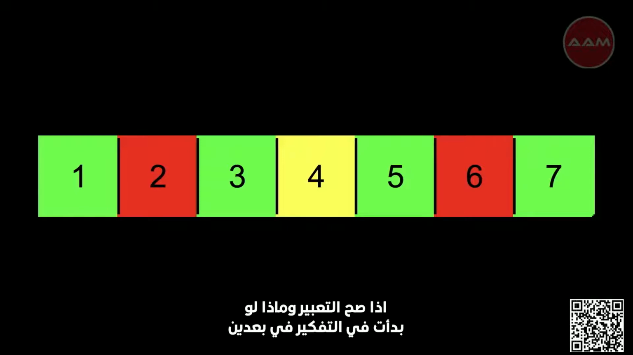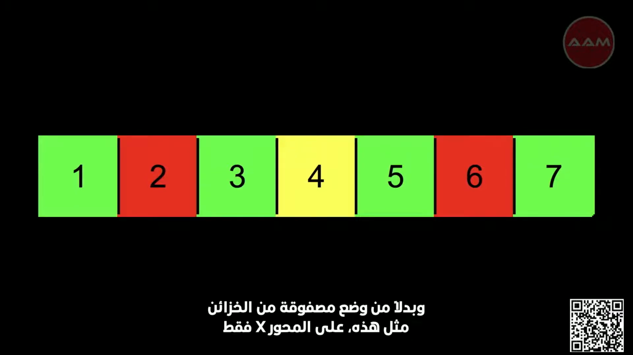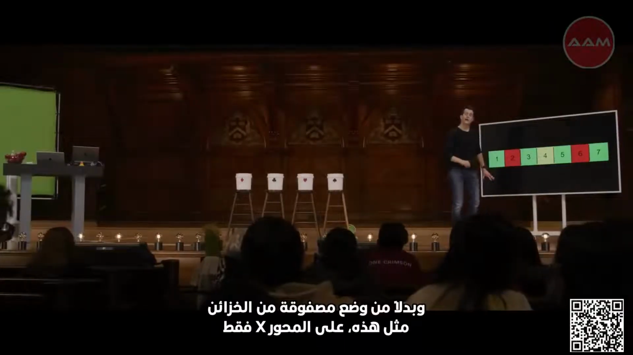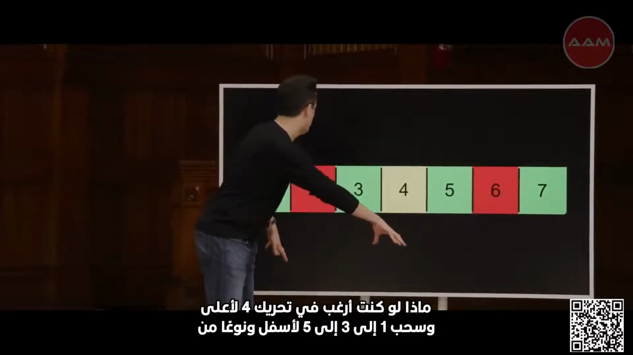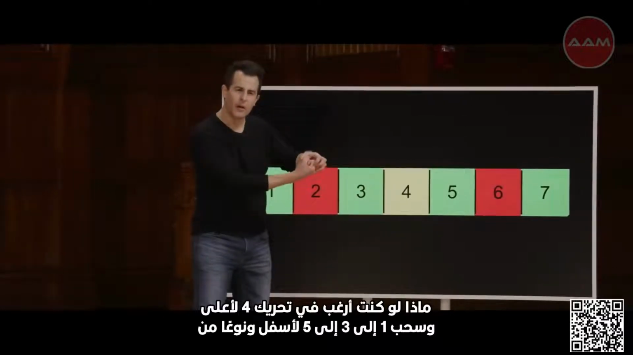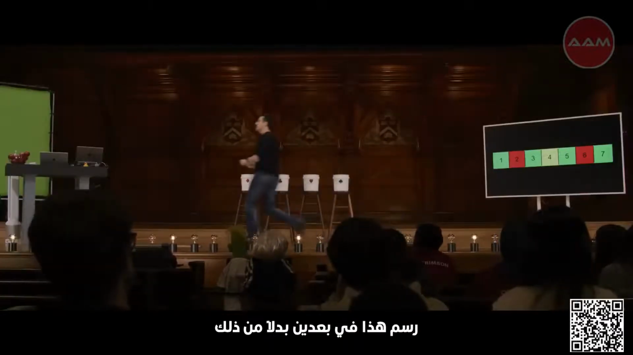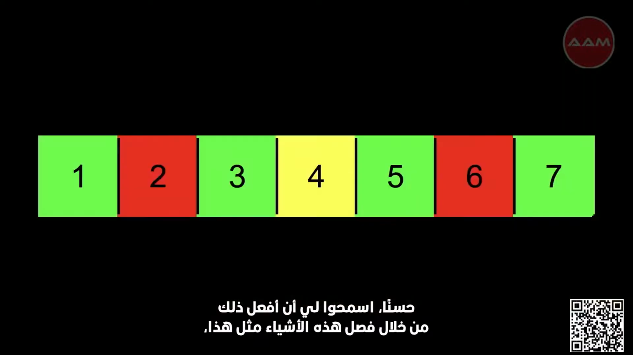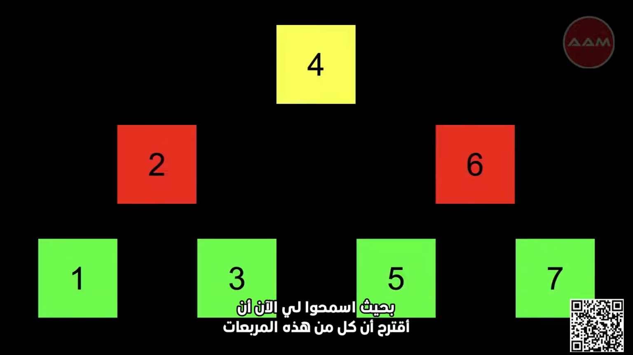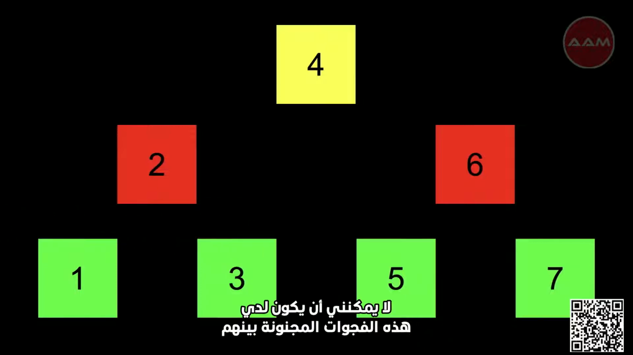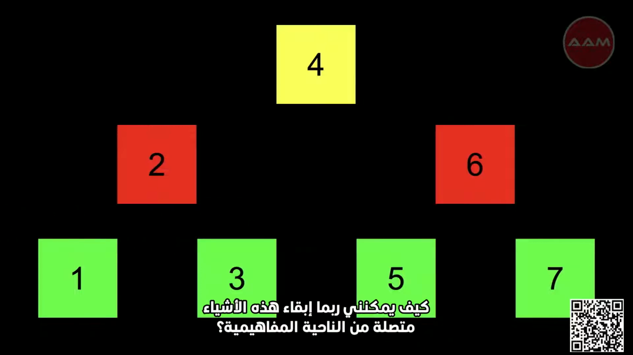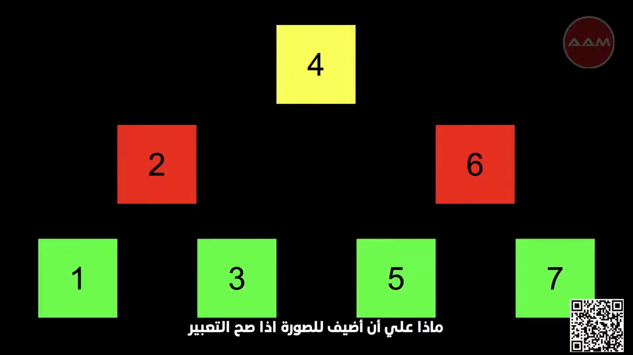And what if I do start to think in 2 dimensions, and instead of laying out an array of lockers like this on the x-axis only, what if I slide the 4 up and pull the 1, the 3, the 5 down, and draw this in 2 dimensions instead? Well, let me do that by separating these things like this, such that now let me propose that each of these squares doesn't have to be contiguous. It can be anywhere in the computer's memory. But I can't have these crazy gaps among them. How could I perhaps keep these things connected conceptually? What should I add to the picture, if you will?